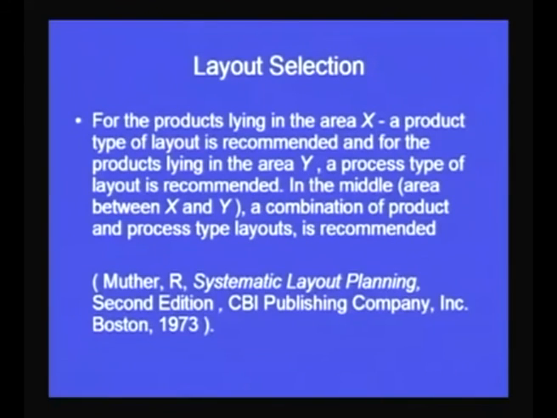So in between area X and area Y, we have to make a decision about which type of layout should be chosen. On your screen you can see a combination of product and process type of layout is recommended. So we have seen that wherever the volume is large and the variety is less, product type of layout is recommended. Wherever the variety is more but the volume is less, process type of layout is recommended. And in between the two, the best of, or the combination of, product and process type of layouts can be used.